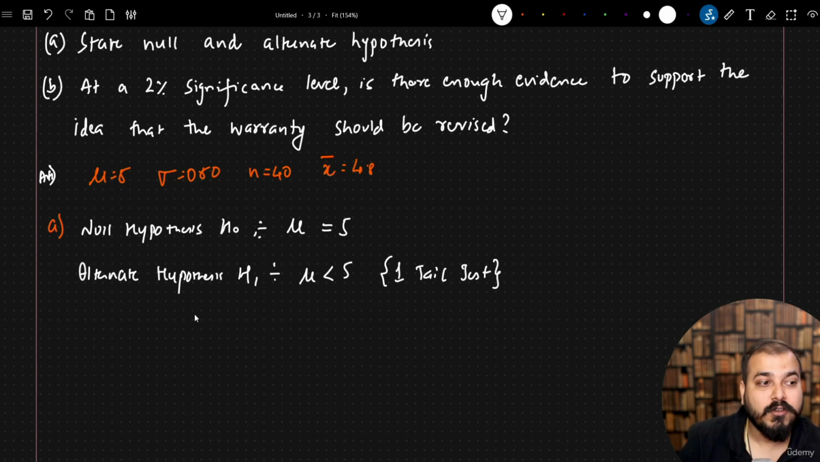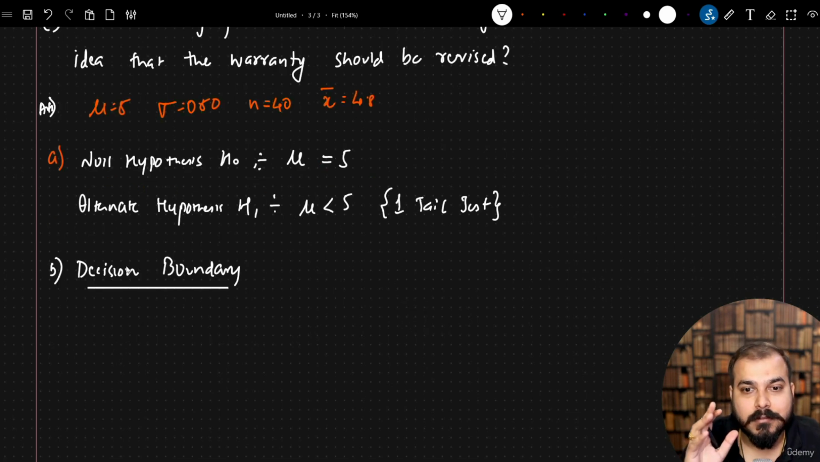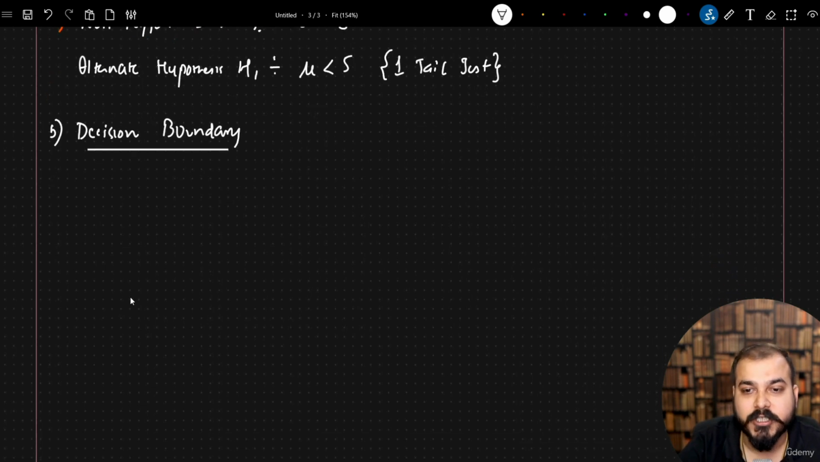So this becomes a one tail test. Now we'll try to solve this problem. My next step will be creating a decision boundary because I need to specify my confidence interval. So guys, now we have understood the null and the alternate hypothesis. Now let's go ahead and understand the decision boundary.